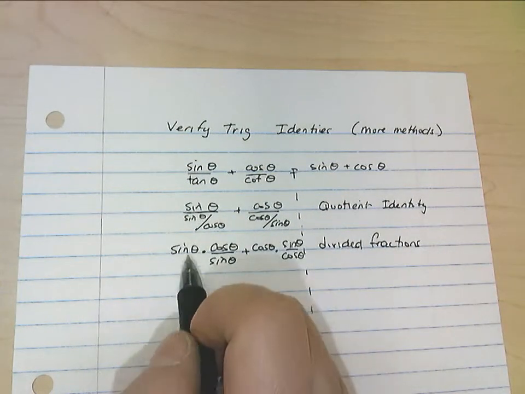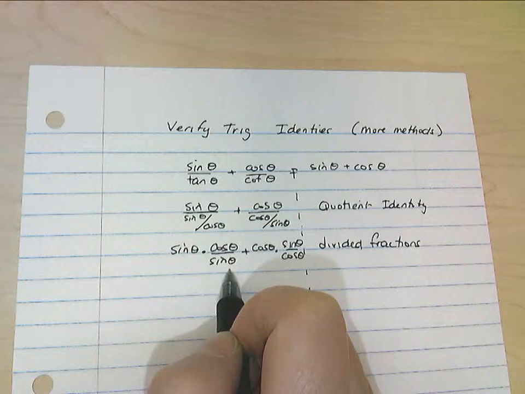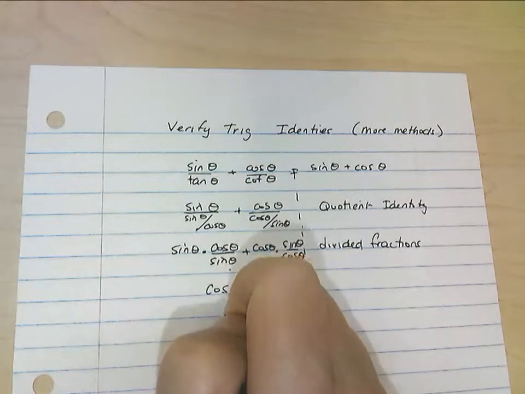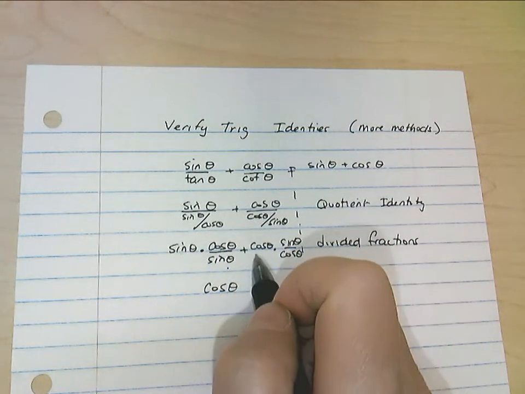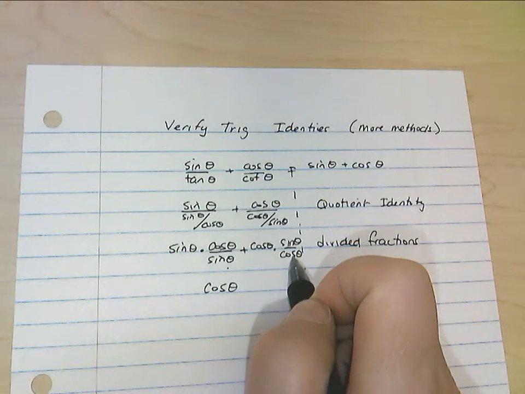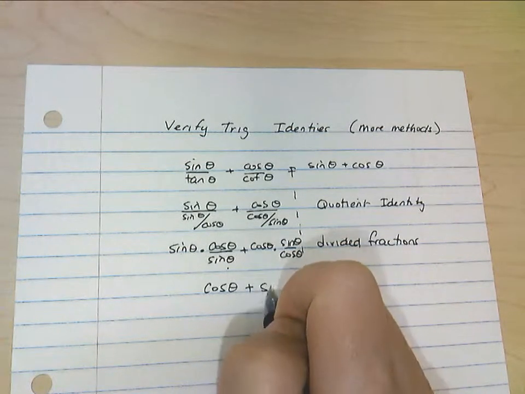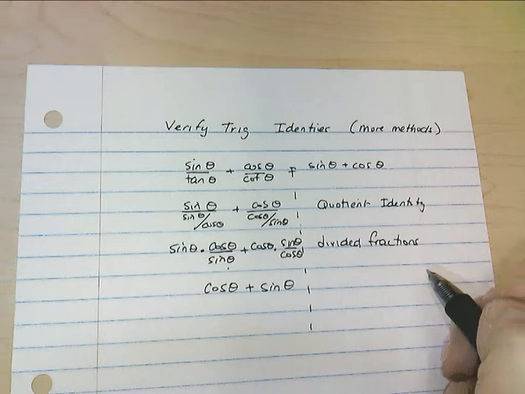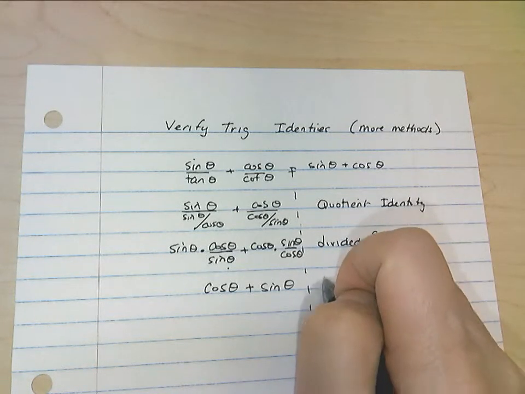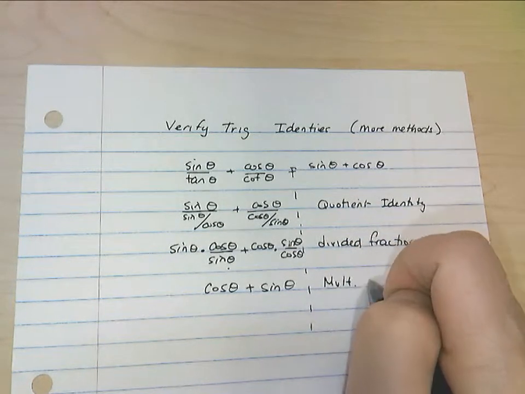Now when I multiply, sine divided by sine is 1. So I can reduce this by saying cosine theta, and then cosine theta divided by cosine theta is 1, so it's going to be plus sine theta. When all I did was multiply, it's also called the multiplicative inverse property.